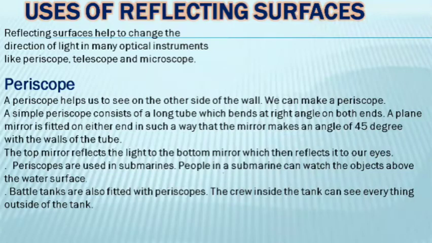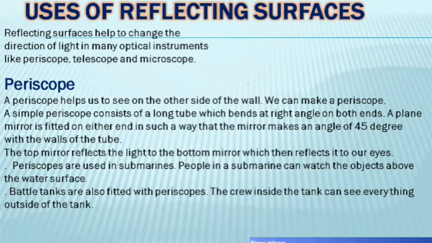Now we have some reflecting surfaces and their uses. Reflecting surfaces help to change the direction of light in many optical instruments. We use them in the periscope, telescope and microscope. First of all, we'll see the periscope. It helps to see over the other side of a wall, and we can make a periscope very easily.